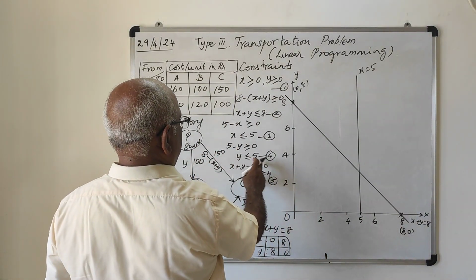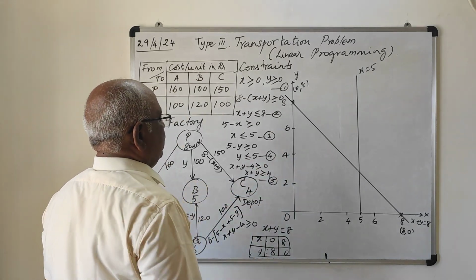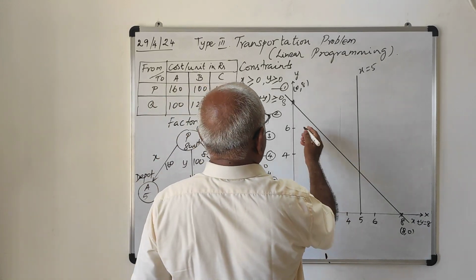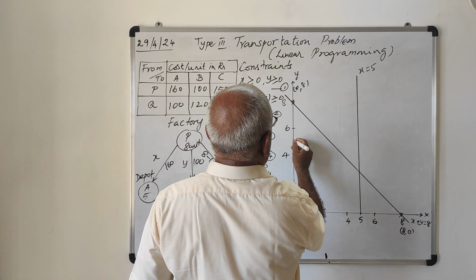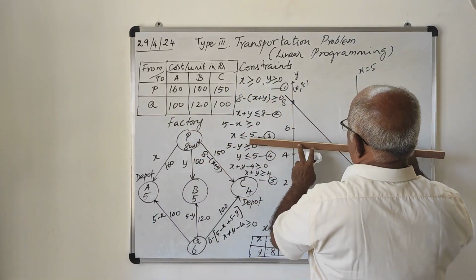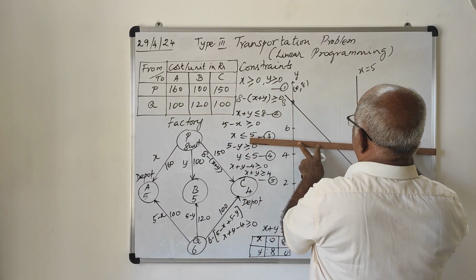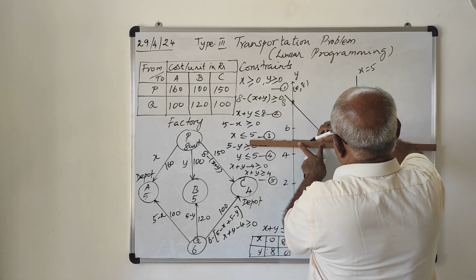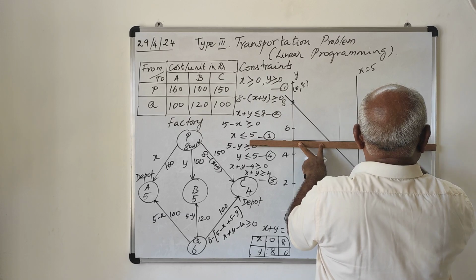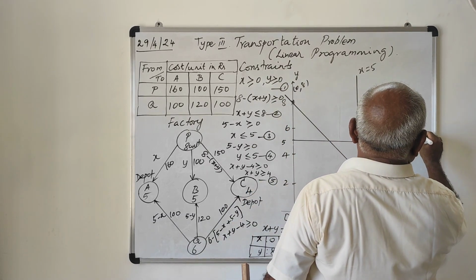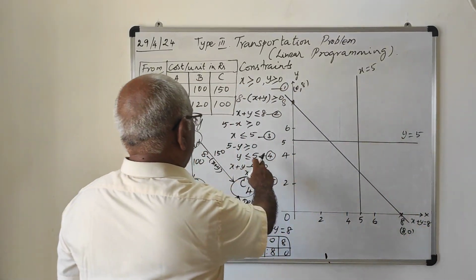The fourth one is y less than or equal to 5, that is y equal to 5. Y equal to 5 is the line drawn parallel to the x axis. Similarly, here in between 4 and 6, we will get 5. This is y equal to 5. Okay, the fourth one is over.